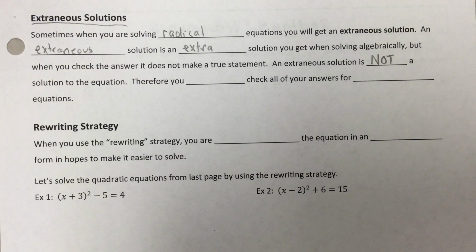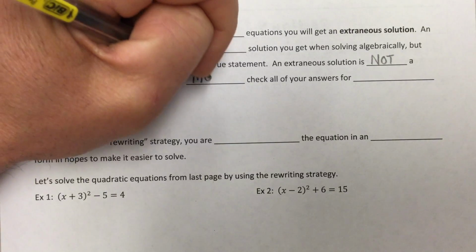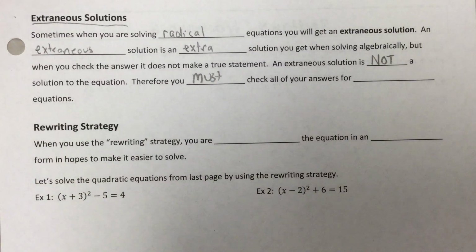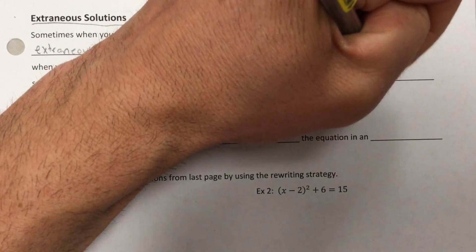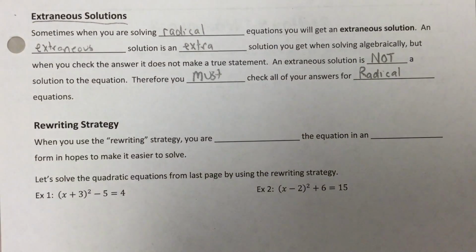Bottom line is, therefore, you must check all of your answers for radical equations. So these extraneous solutions only happen in radical equations. Therefore, anytime you have a radical equation to start, you should always check your answers.